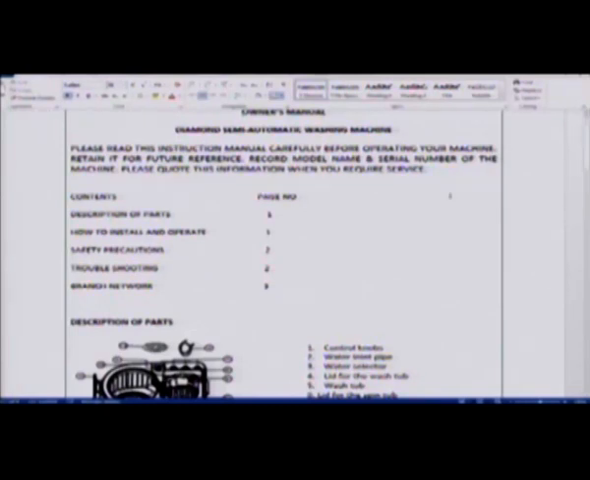In the very beginning, there are clear instructions. Please read this instruction manual carefully before operating your machine. Retain it for future reference. Record model name and serial number of the machine. Please quote this information when you require service. So, very essential, important information. So, it is given in the very beginning, so that people who are going to operate this machine take care of it while using it.